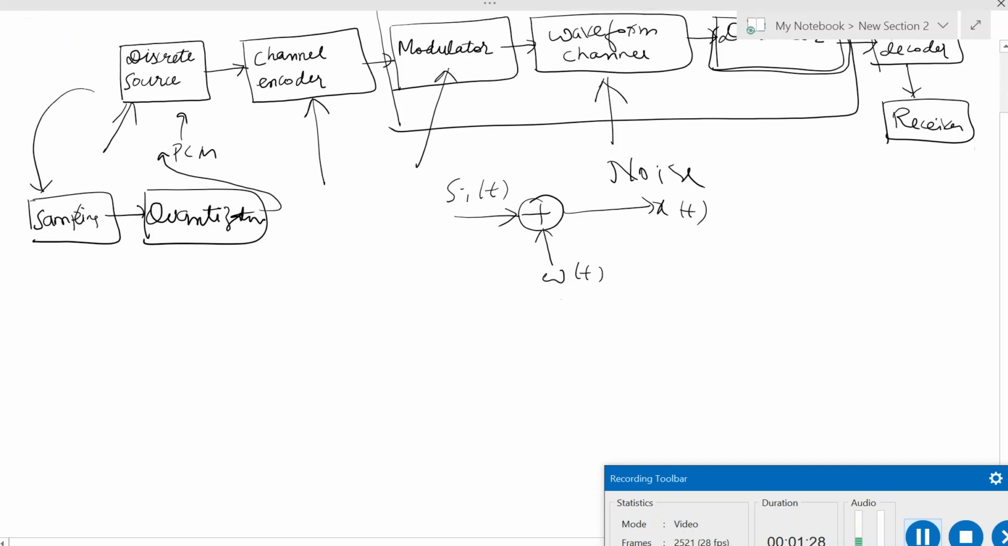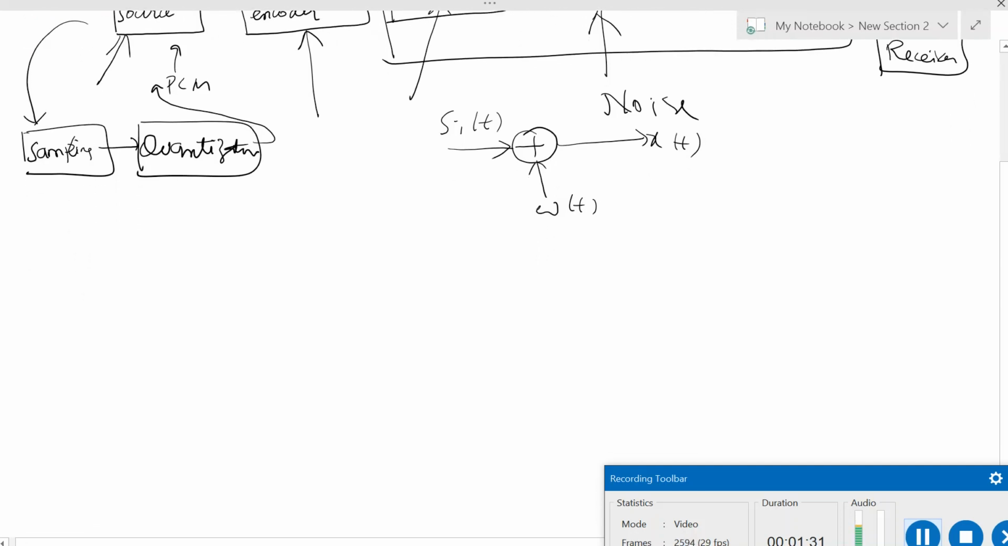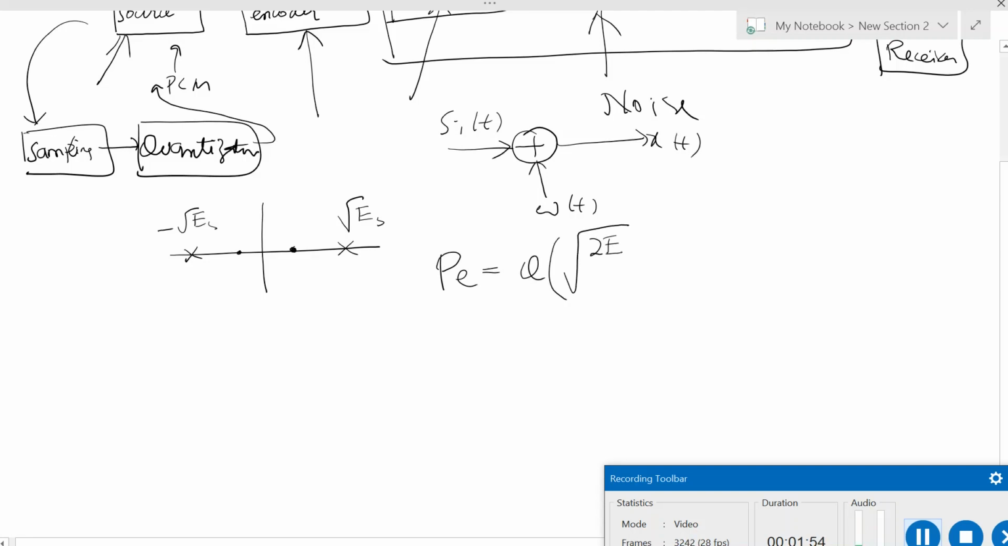But what we have done in the BPSK lecture, suppose this is your BPSK symbol, and we told that if the receiver receives the symbol here, it can make errors also, and the probability of error was Q function of root 2Eb by N naught. Now what is the way to decrease the probability of error?